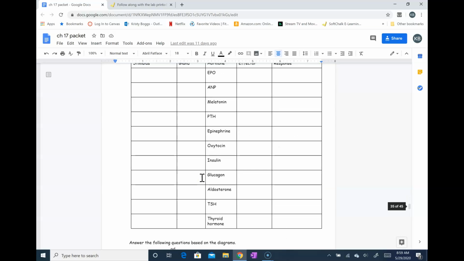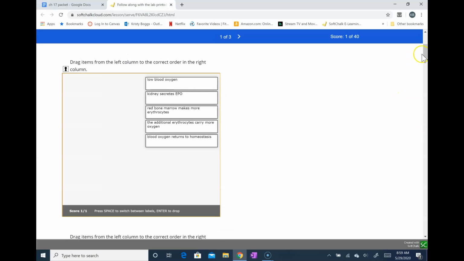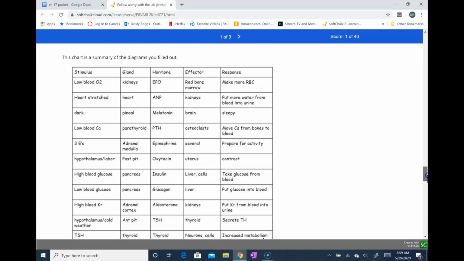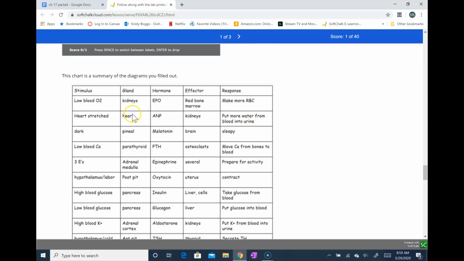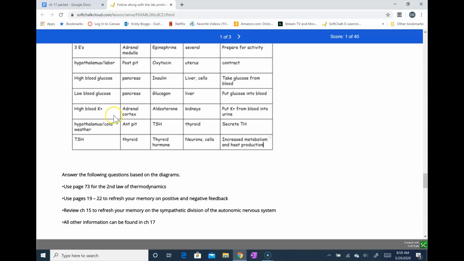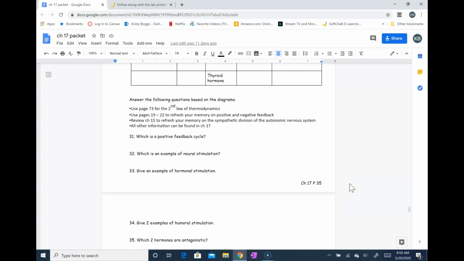Then once you have filled all those out, you have this chart. This is in the soft chalk, and I just went ahead and filled out the chart for you. There was no good way in the online version to have you fill that out, so I did that for you. You should take the information I put here and copy it into your binder.